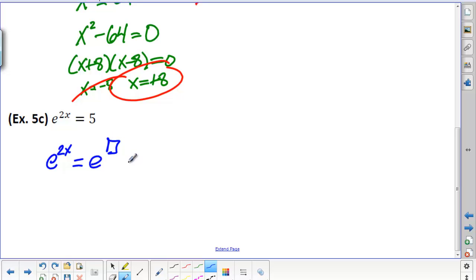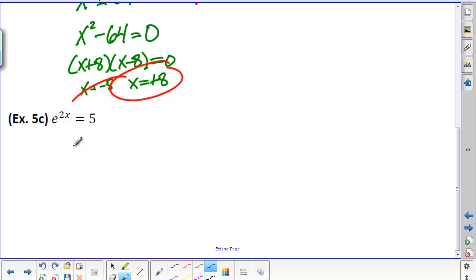That's a hard question to answer, right? Because e is an irrational number. It's 2.718, and it goes on and on. And so there's not really a nice, neat way to rewrite this as powers of the same base. You run into the same problem trying to rewrite e as a power of 5. So we can't use that technique that we had in the last section. It just doesn't work.